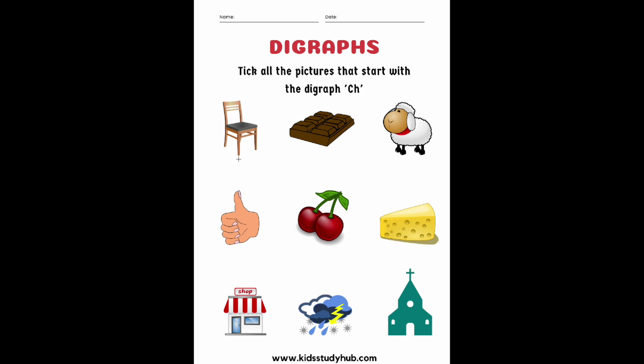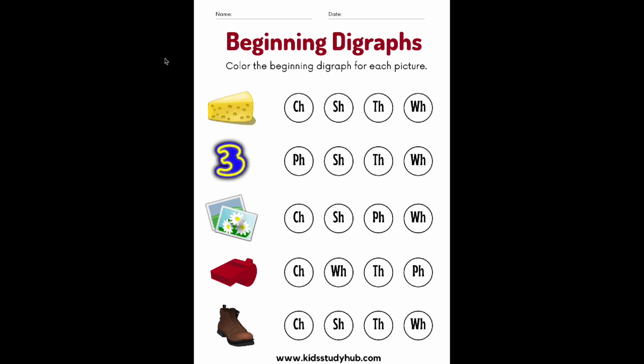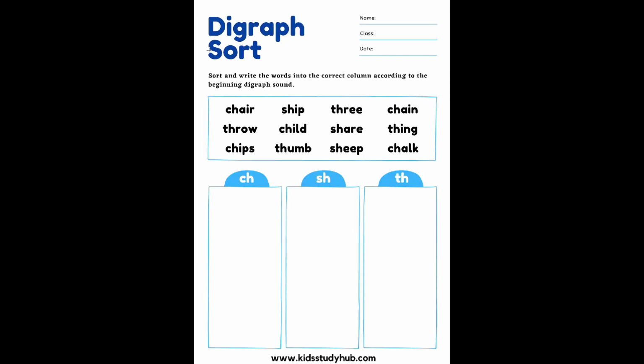This one, tick all the pictures that start with the digraph ch. So the answer is chair, chocolate, cheese, cherries and church. So these 5 pictures start with the digraph ch. Color the beginning digraph for each picture. So this is cheese, ch. Tree, th. Photo, ph. Whistle, wh. Shoe, sh.